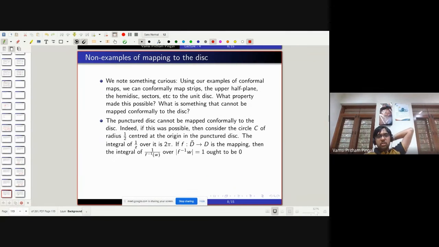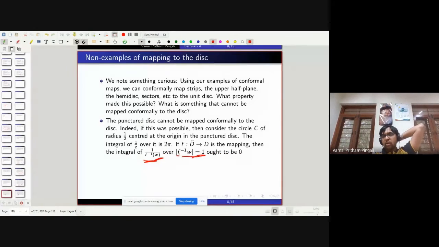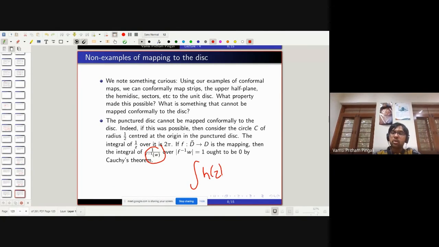Now the point is, the integral of 1 by z over this weird closed curve, if I take this closed curve, the same function 1 by z will become some other function here. That integral better be 0. Why should it be 0? By Cauchy's theorem, because this is a holomorphic function, right? And the integral of any holomorphic function over a closed curve is 0. But it is not 0.